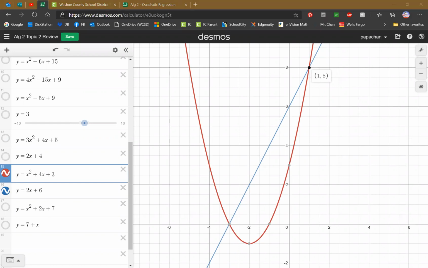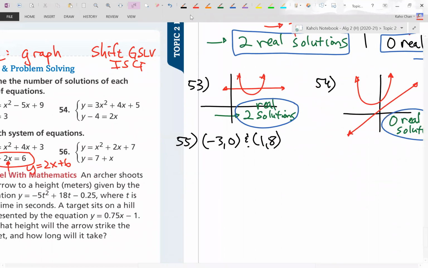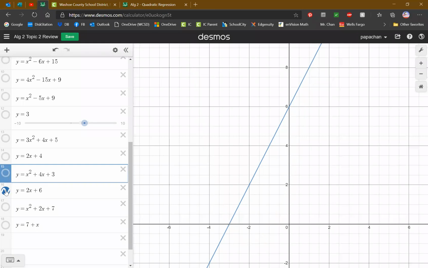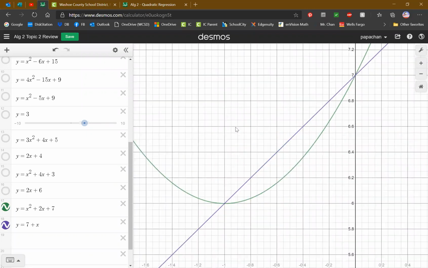Oh, last one. Can you believe it? Running into an hour and a half now. 56. Mr. Chan, this is crazy. Here are the answers that we'll get eventually with our technology. -1, 6 for the first intersection and 0, 7 for the second intersection. Here they are. Under decimals, turn those off and turn that on. There they are. Zoom in a little bit. There's one of the answers, 0, 7, and the other one right there, -1, 6.